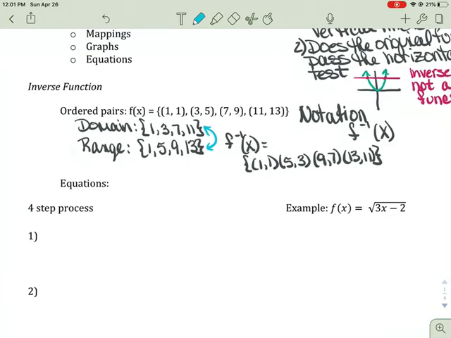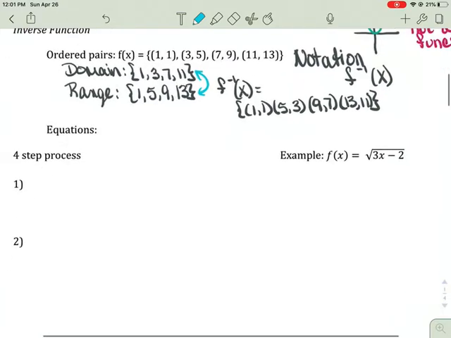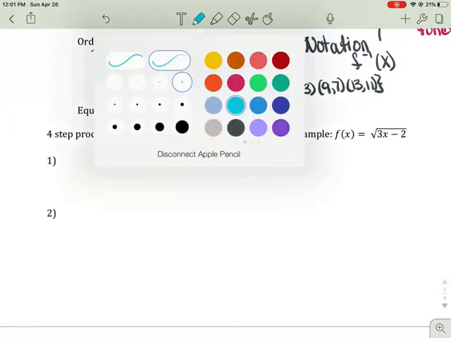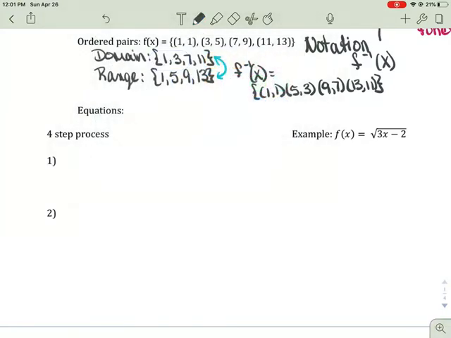There's a 4-step process. It's not too bad. The first step is to make it y equals. Anytime you're given f of x, you're going to make it y equals, because you can't interchange x and y if it says f of x. Keeping in mind that f of x and y are the same thing. One just says, hey, this is a function. The other one says, hey, it could be a relation. So it's just notation.